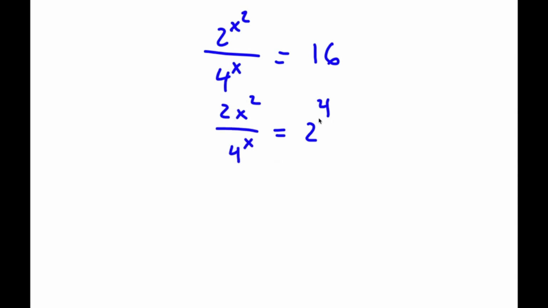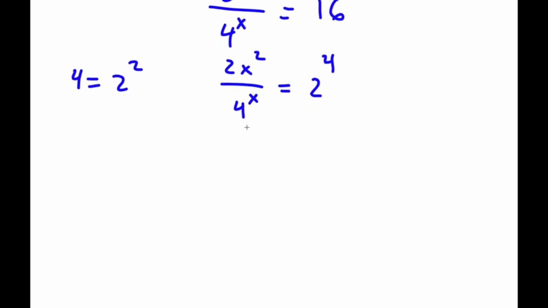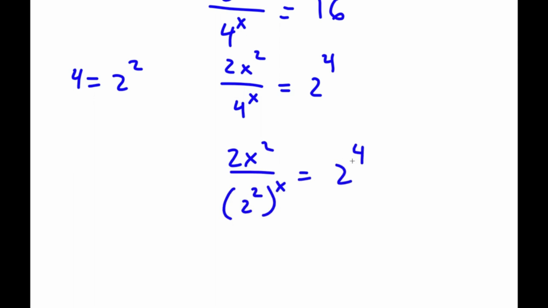Now, as you can see, I'm trying to put 2 in all my terms here. So the only one remaining is 4 to the power of x. And 4, this is the same thing as 2 squared. So I'm going to replace 4 with 2 squared. So now I have 2 to the power of x squared over 2 squared to the power of x is equal to 2 to the power of 4.